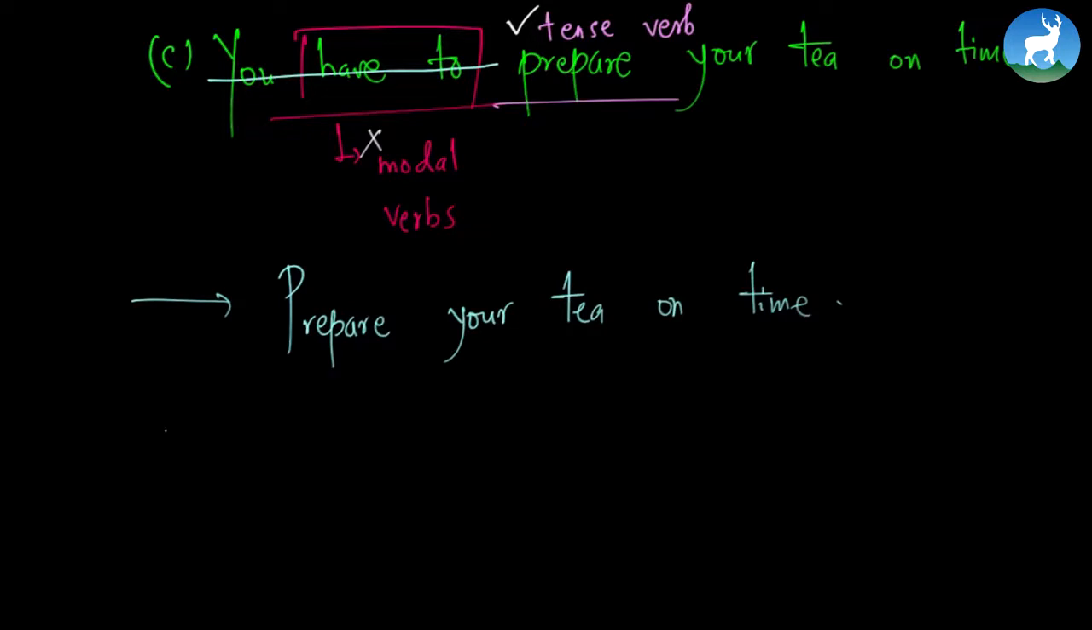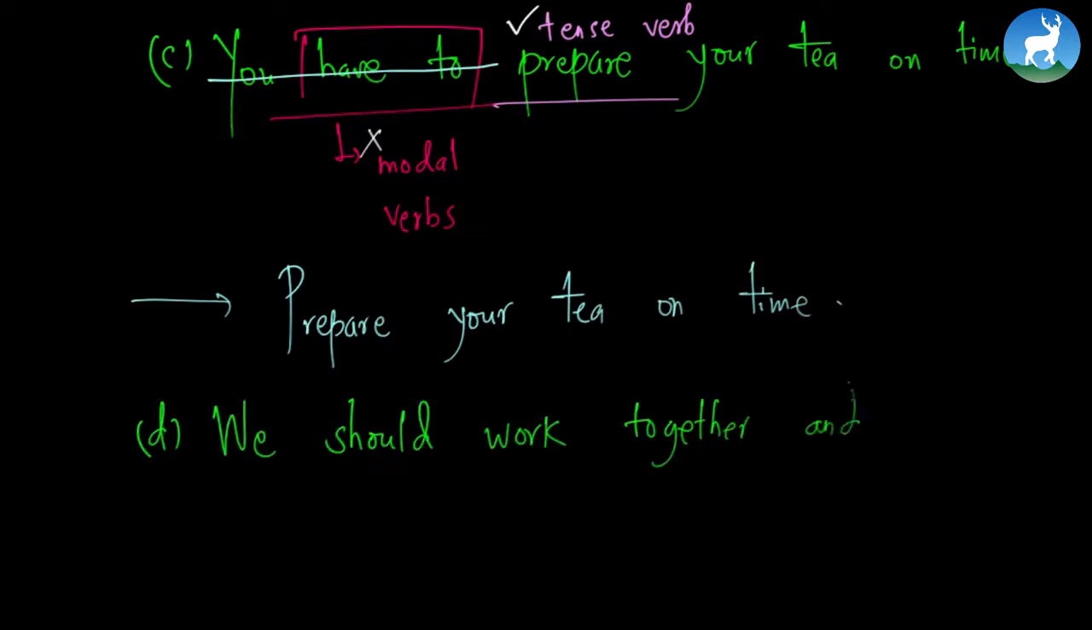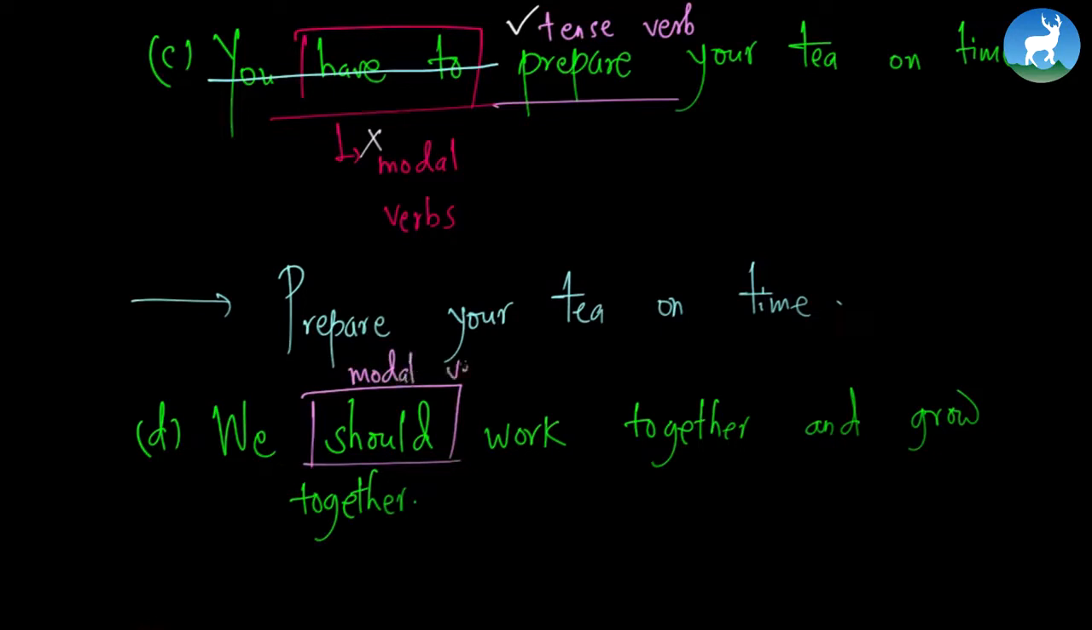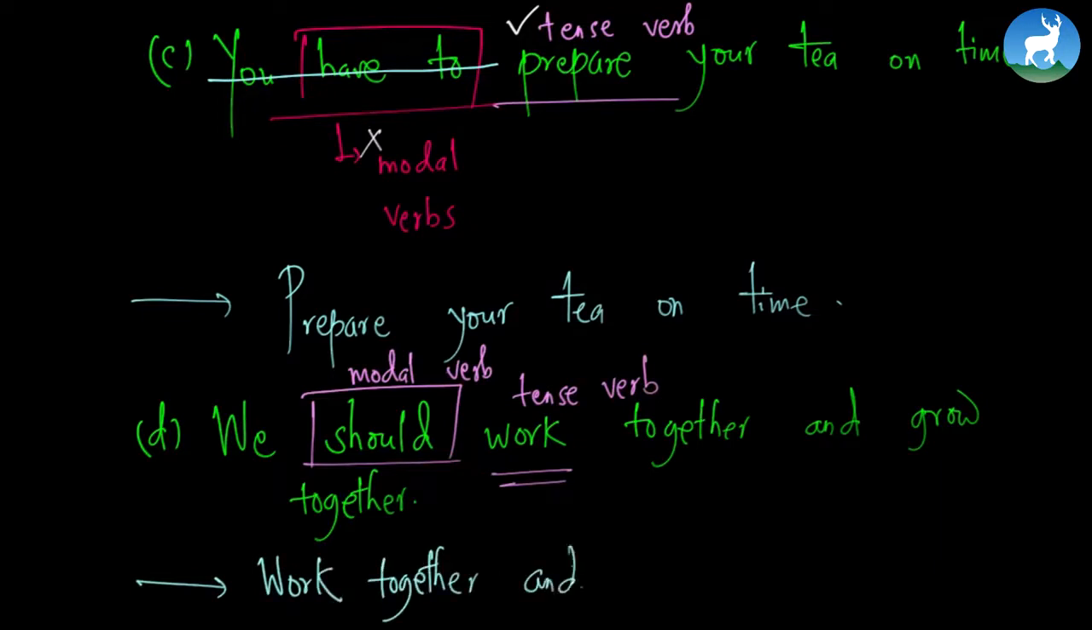One more question. Number D. We should work together and grow together. How can we change this into the imperative sentence? First of all, should is a modal verb, while work is a tense verb. So the tense verb comes in the beginning of the sentence. The answer would be, work together and grow together. All right?